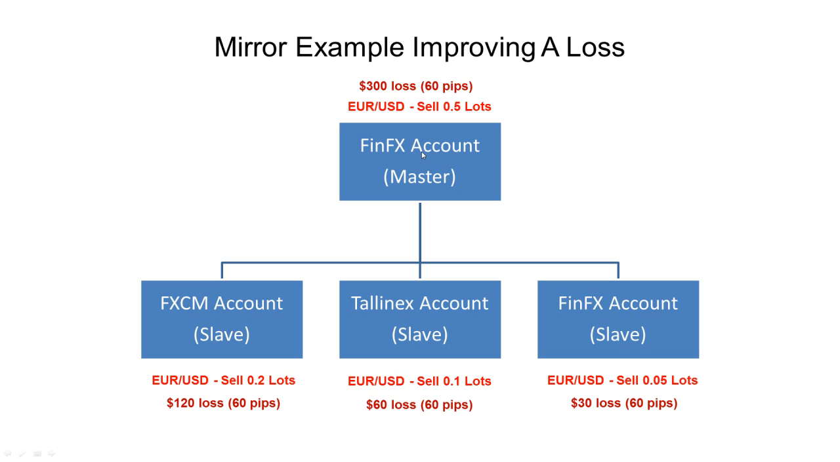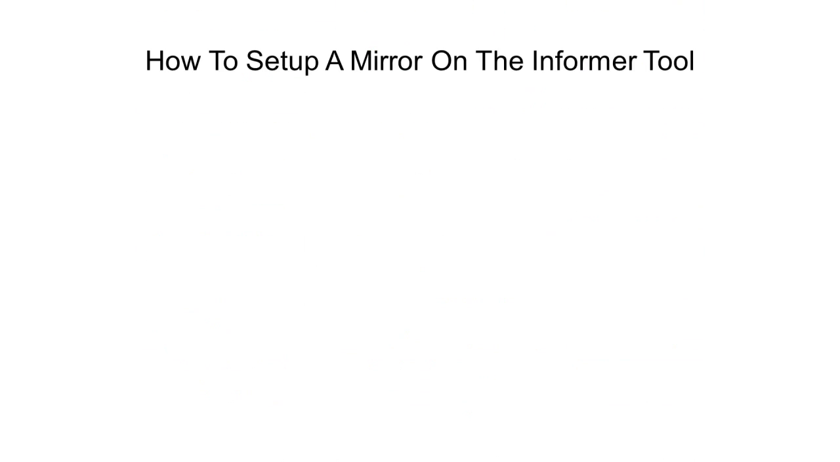This is a brand new feature that we are releasing in the Informer tool, and you can see it's not complicated when I kind of draw it up for you like this. It's very straightforward. Master account, you could just have one slave or a couple slaves, and it will copy from the master, which we're hoping is a demo. Set up a demo and just let it lose, and then let your slave accounts make money because they're using better money management. Okay, now let's talk about how to set up a mirror on the Informer tool.